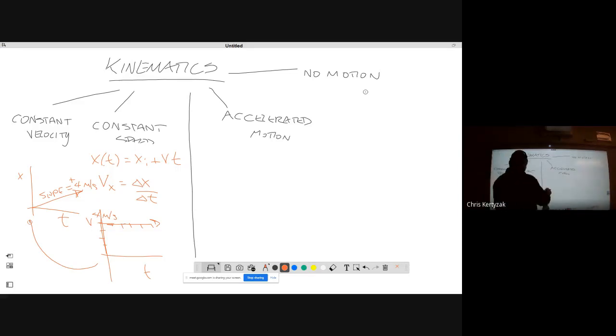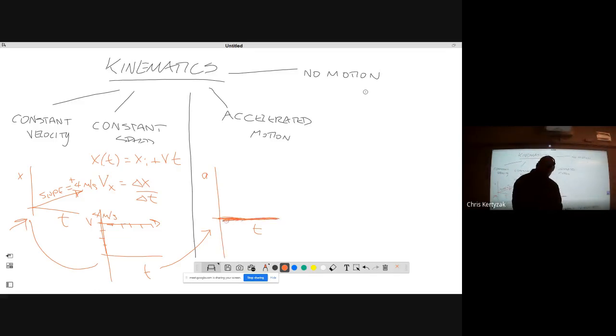So what would the acceleration versus time graph be? A versus t. Acceleration is along the horizontal axis. Zero. Okay.